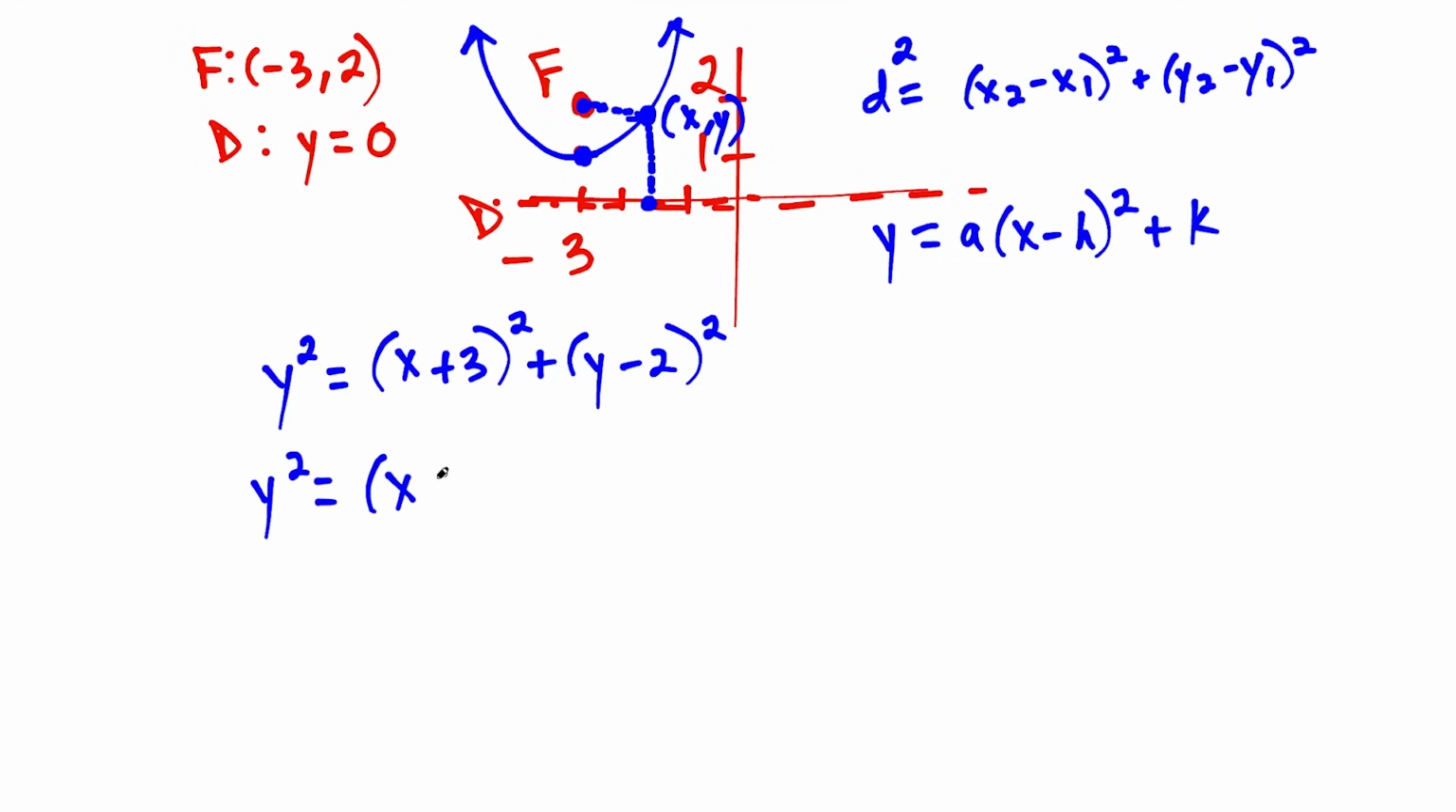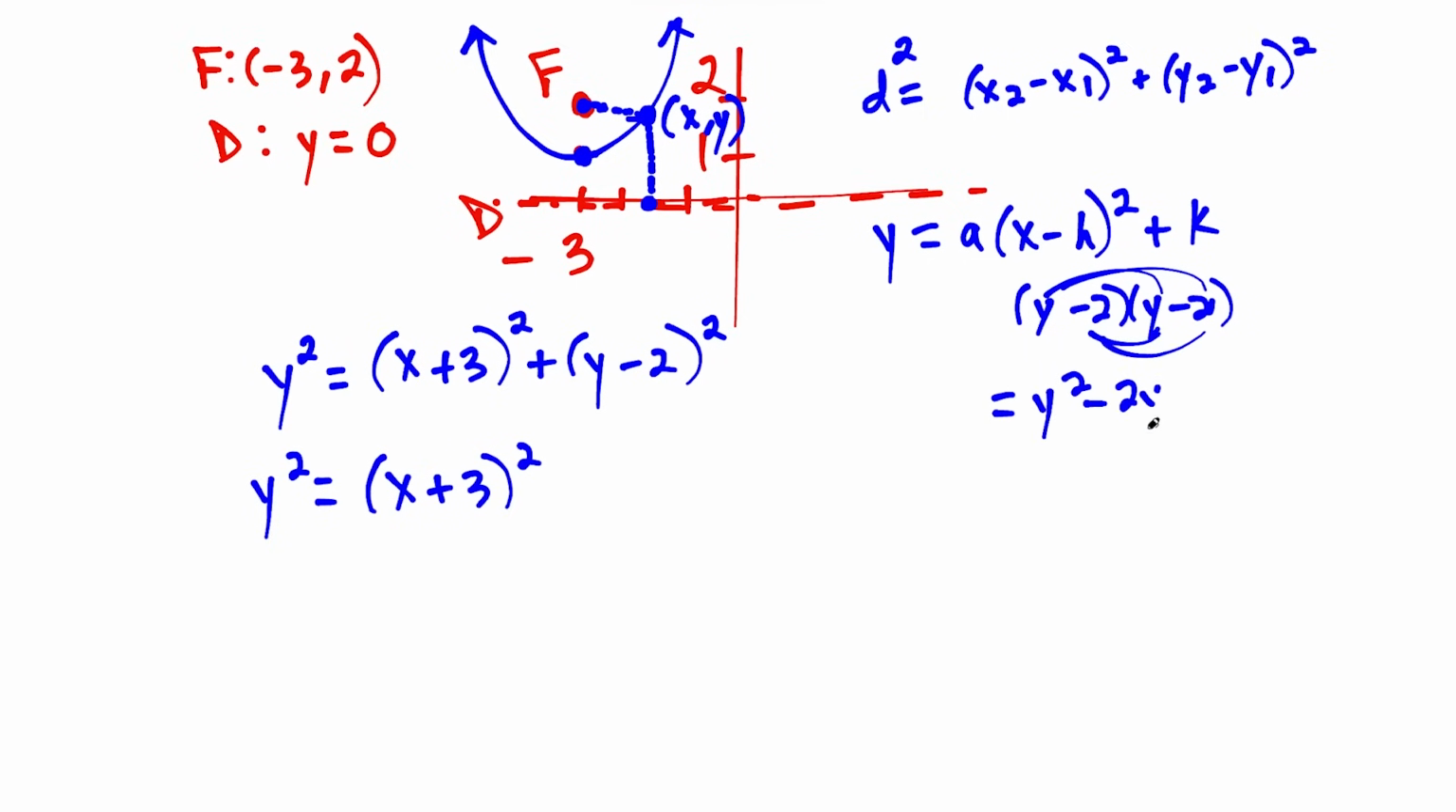So I'm going to leave this one as x plus 3 squared. But this one, y minus 2 squared, is the same thing as y minus 2 times y minus 2. And I'll just make this a little bit neater. So we have y minus 2 times y minus 2. And this one I would have to expand using the FOIL method or just use the distributive property. So I'd have y squared minus 2y, minus 2y, and then plus 4.